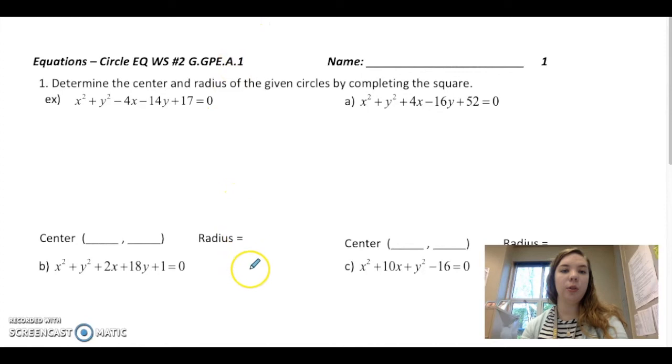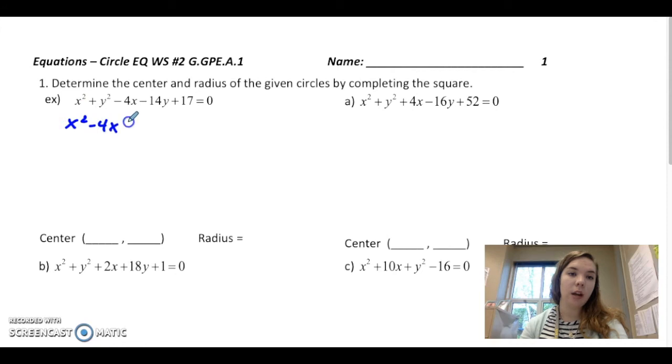I'm going to go ahead and do the first one on your worksheet with you because I don't think the notes really went with our worksheet too well this time around, but we are using completing the square. So the first thing I'm going to do on number 1 here is put my x's together, my y's together, and move my constant to the other side. So here I'm going to do x squared minus 4x, and I'm going to leave a place to complete the square. So I've used these two. Then I have plus y squared minus 14y. I'm going to leave a space to complete the square.